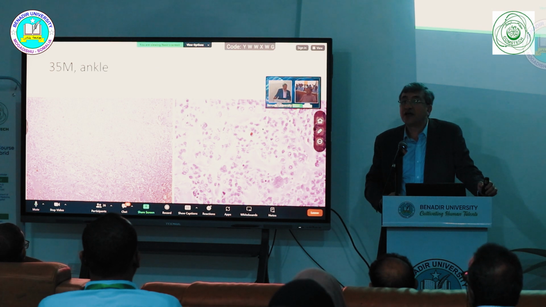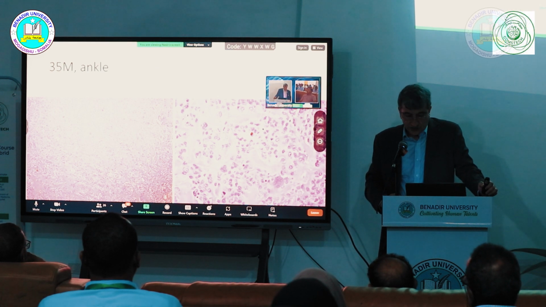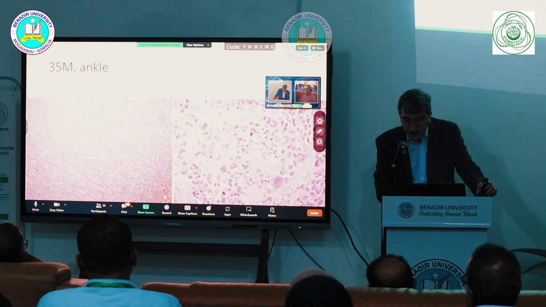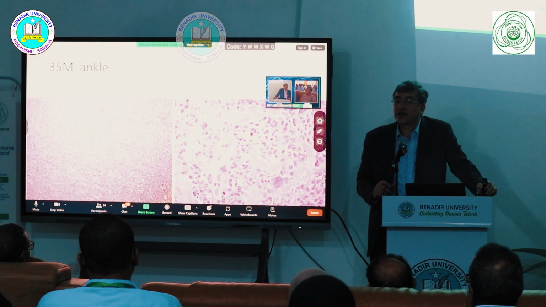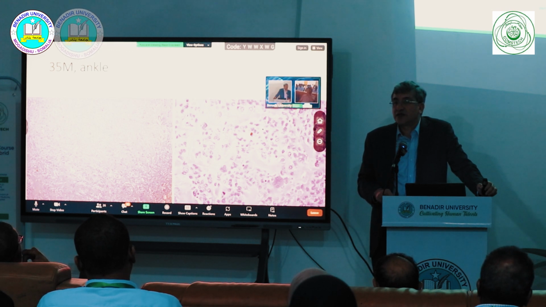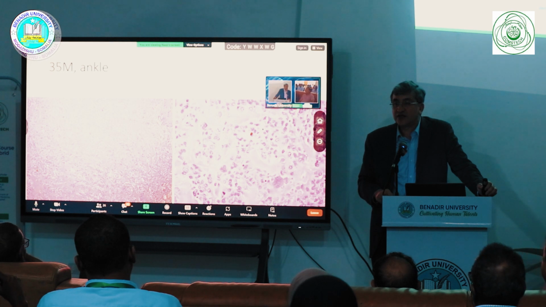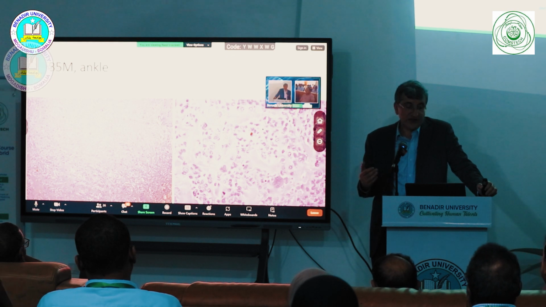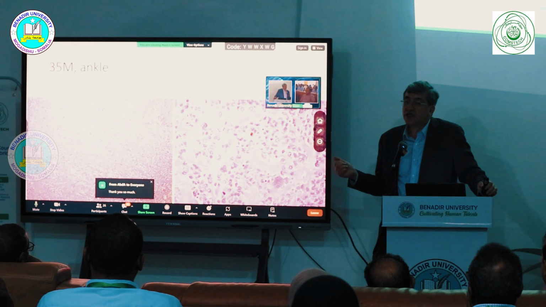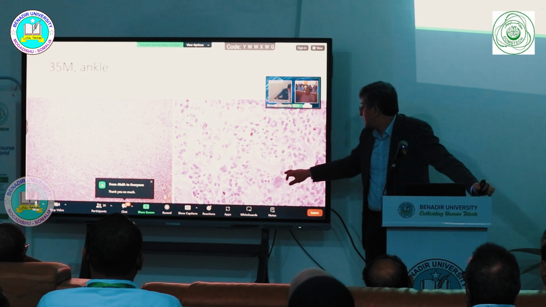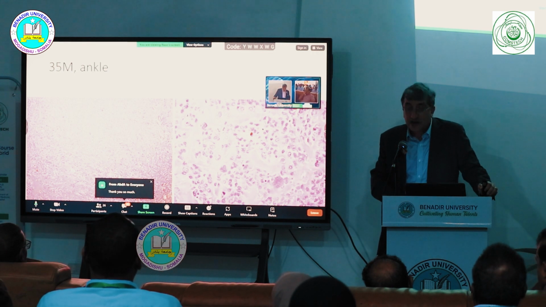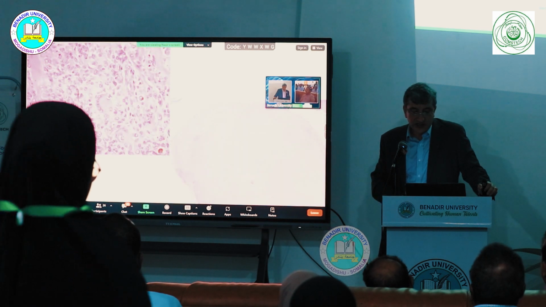35-year-old male patient, ankle. So we see here mononuclear cells, giant cells, and in between, this looks like a matrix. Any differential? So without radiology, in this benign tumor, this matrix resembles, this is collagen actually. This is not osteoid. It looks like osteoid.